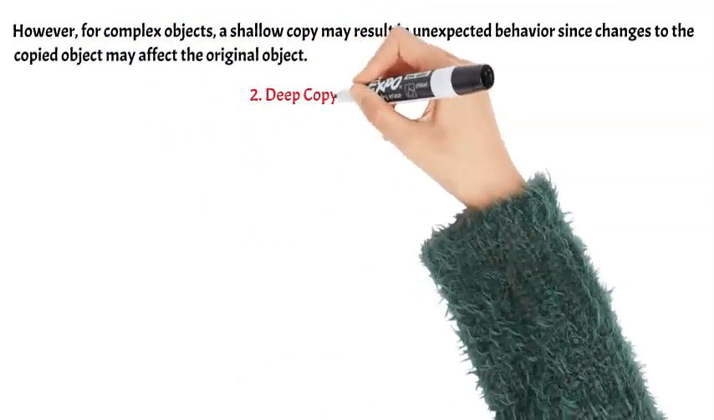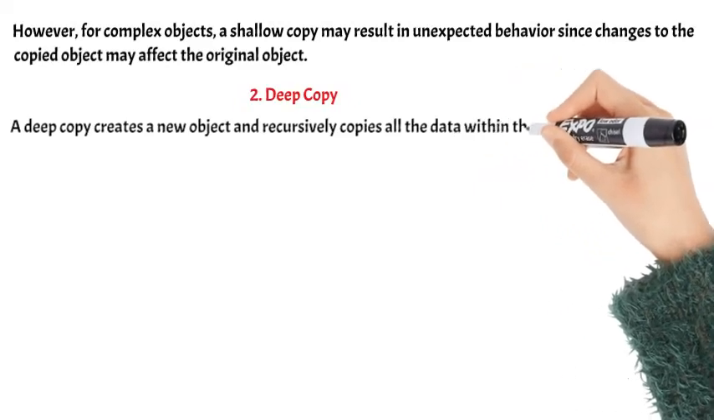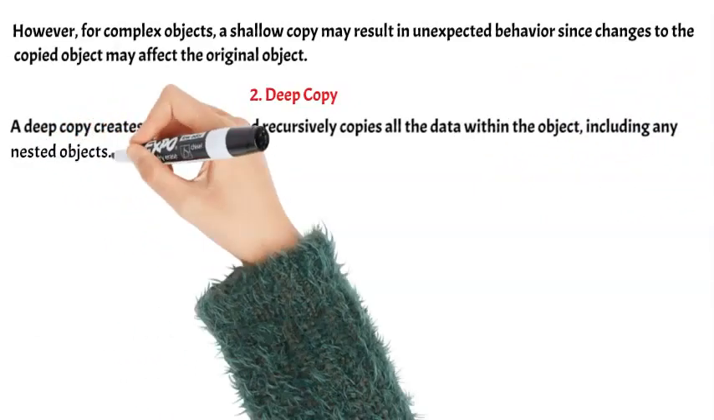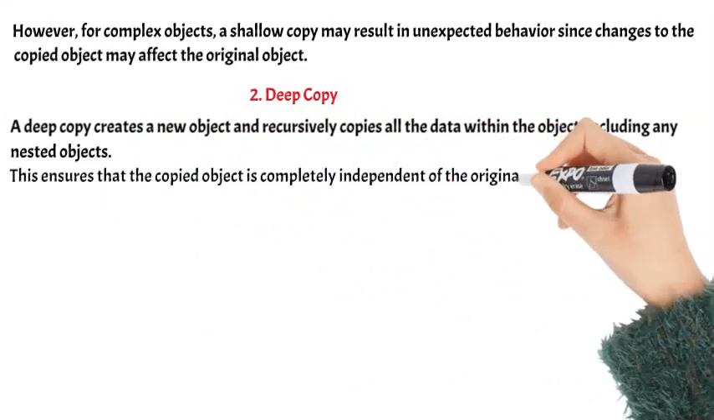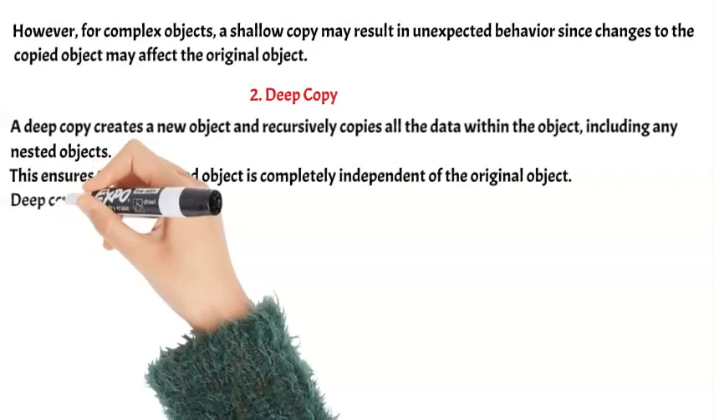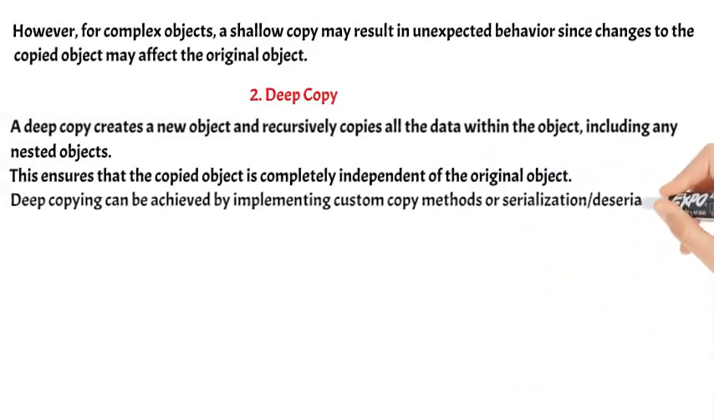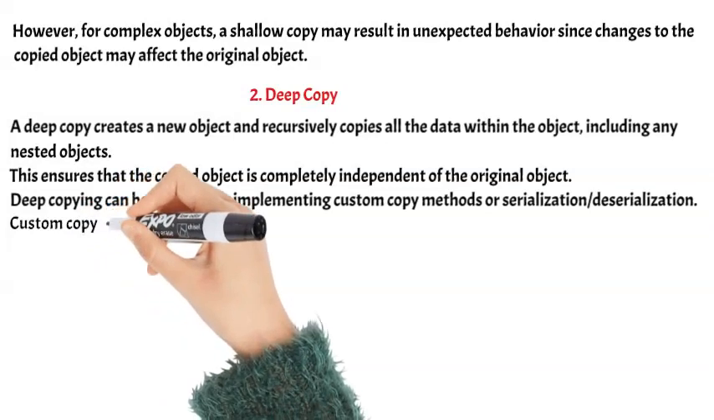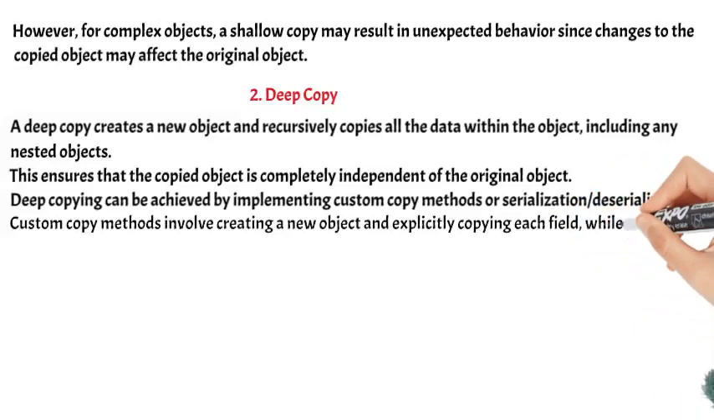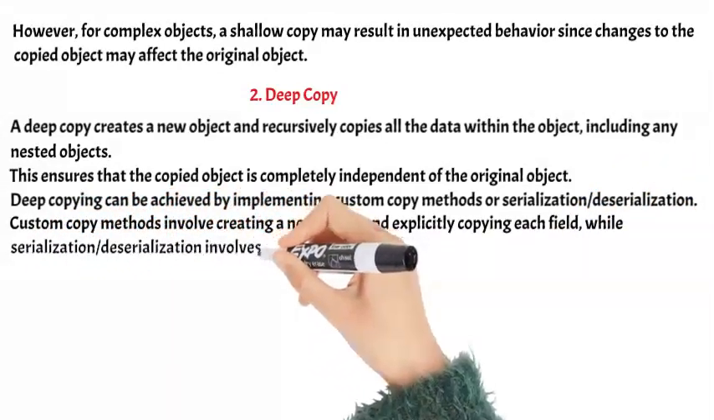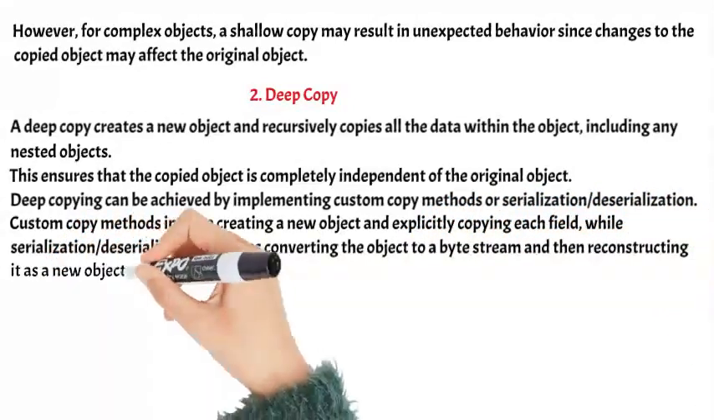2. Deep copy. A deep copy creates a new object and recursively copies all the data within the object, including nested objects. This ensures that the copied object is completely independent of the original object. Deep copying can be achieved by implementing custom copy methods or serialization/deserialization. Custom copy methods involve creating a new object and explicitly copying each field, while serialization/deserialization involves converting the object to a byte stream and then reconstructing it as a new object.